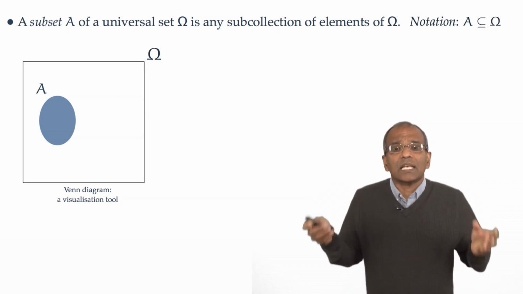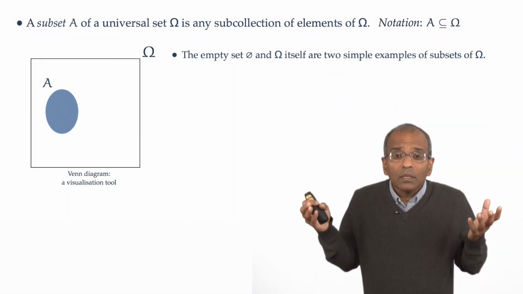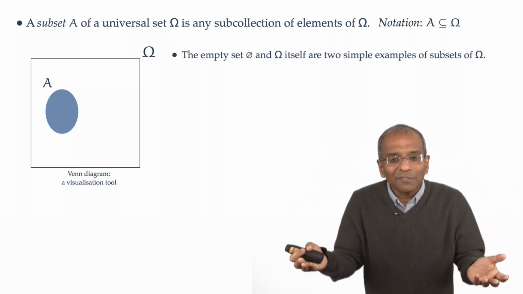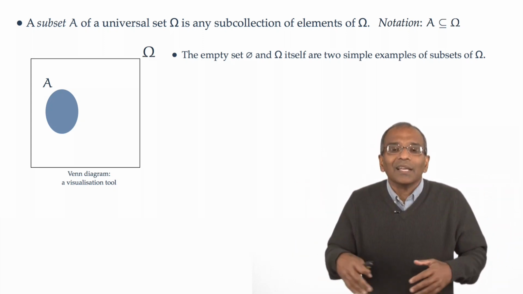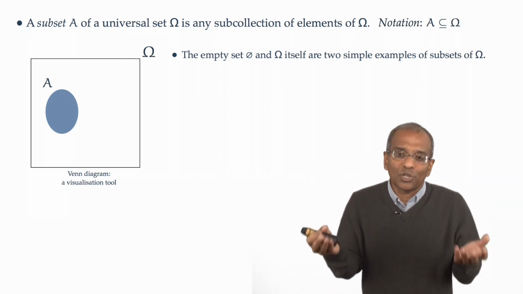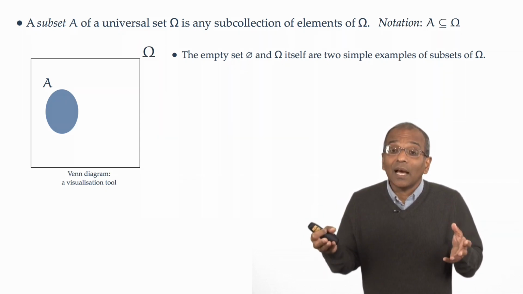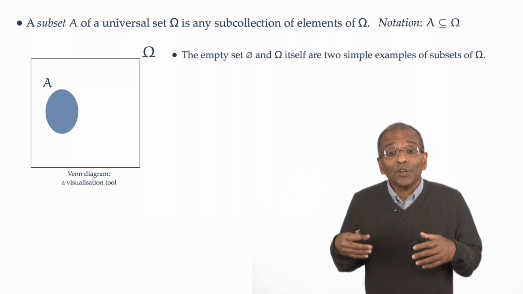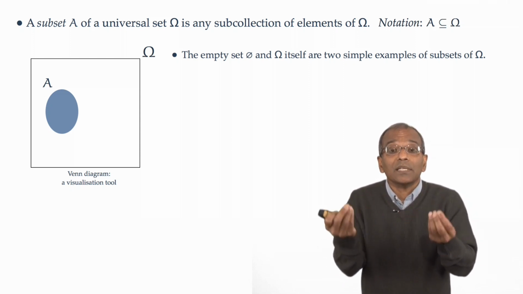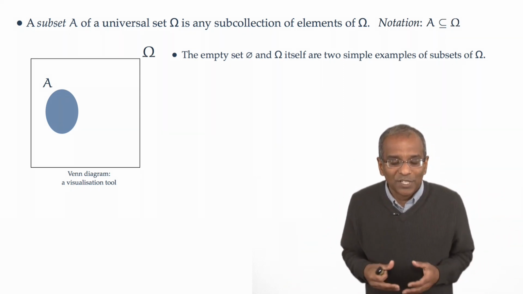Well, what are the simplest examples of subsets? Well, A could be omega itself. Omega itself is a subcollection of itself. In other words, if your subcollection contains all the elements in the original set, it is the original set, and here's a trite and simple subset. At the other end of the spectrum, if your set A has no elements in it, in other words, it is the empty set, that is also patently a subcollection, a subset of the whole. Of course, these are trite and obvious.